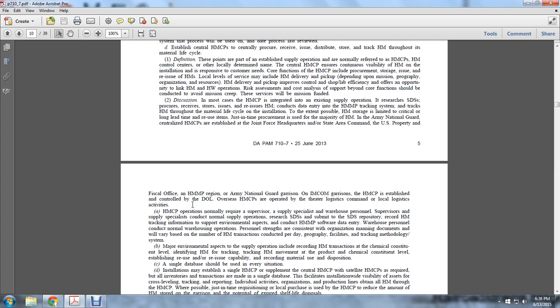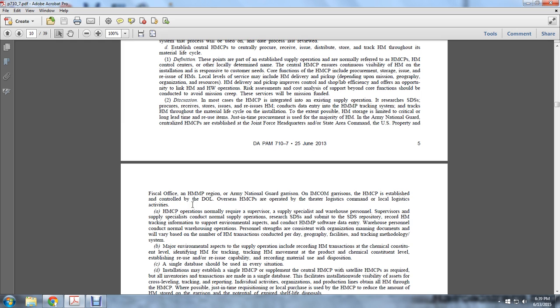Hazard Material Control Programs normally require a supervisor, supply specialist, and warehouse personnel. The supervisor and supply specialist conduct normal supply operations, research safety data sheets, submit them to the safety data sheet repository, record hazard material tracking information, support environmental aspects, and conduct the hazard material management program software data entry. Warehouse personnel conduct normal warehouse operations. Personnel strength is consistent with the organization. Manning documents vary based on the number of hazardous material transactions conducted per day and geographically in facilities.